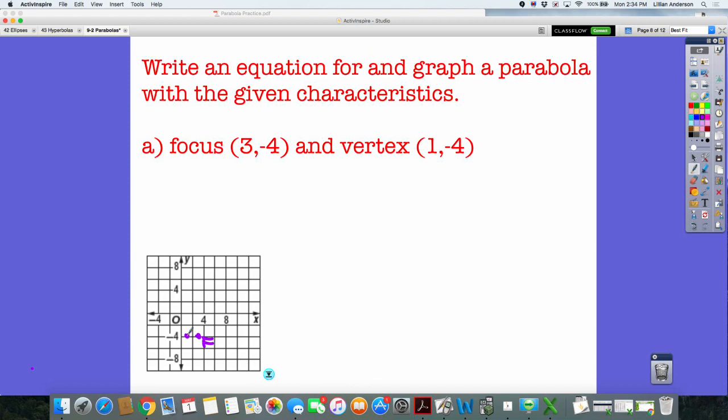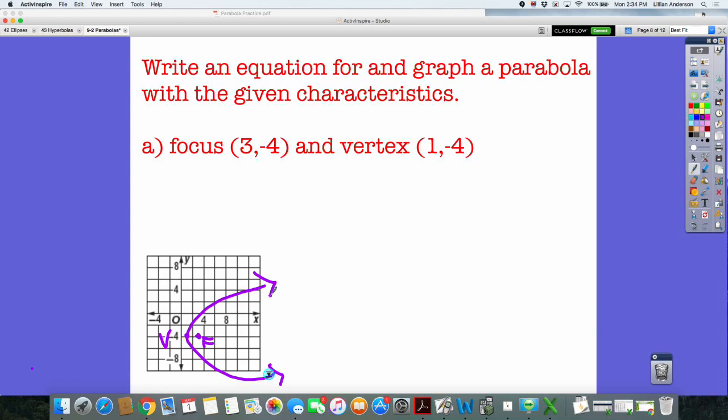This is going to be going left, right? Now remember, is the focus on the inside or the outside of the parabola? Inside. So if this is where my vertex is located, and that's where my focus is, this should open to the right. Remember, the focus is on the inside of the parabola, so it has to be opening up to the right in order for the focus to be inside of the parabola.